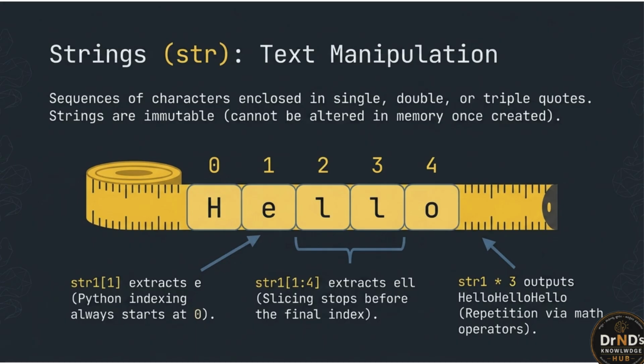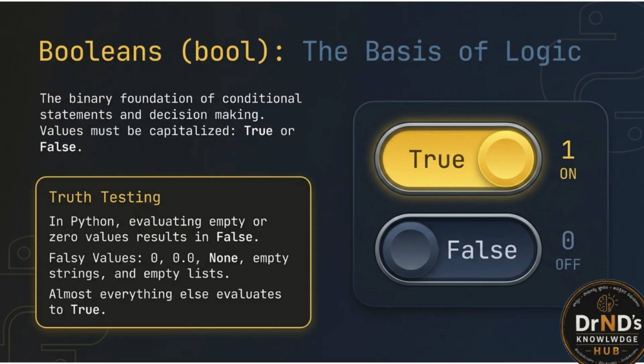We have now learned how Python stores numbers and text. Next, let's explore a special data type that stores only two possible values, true or false. This data type is called Boolean.